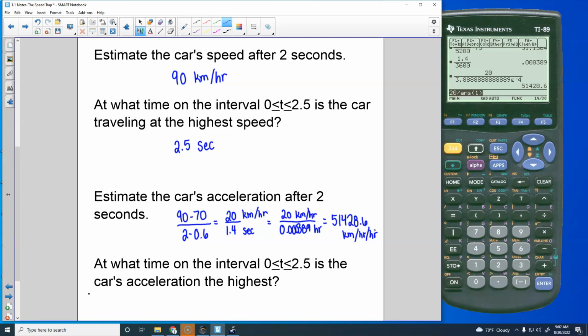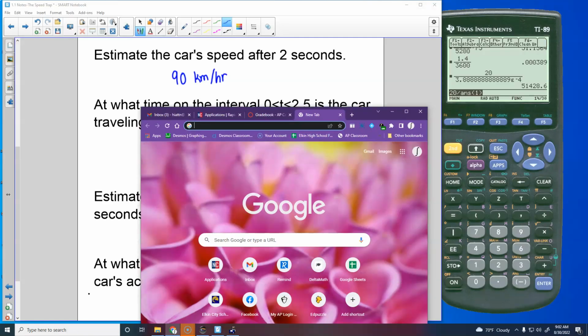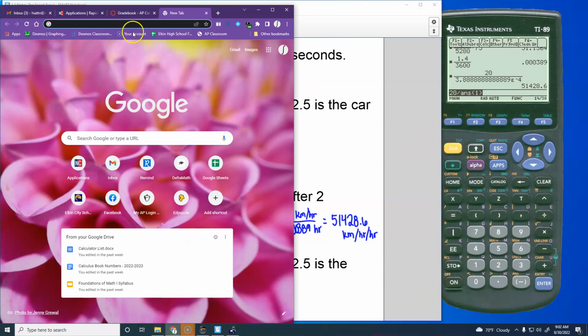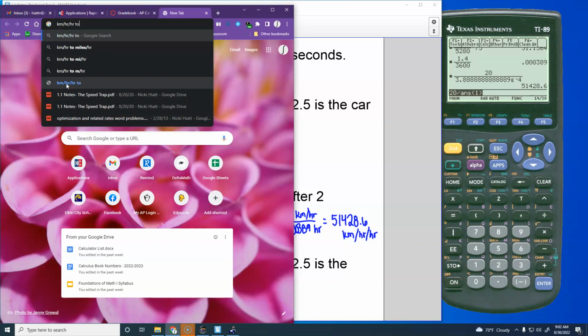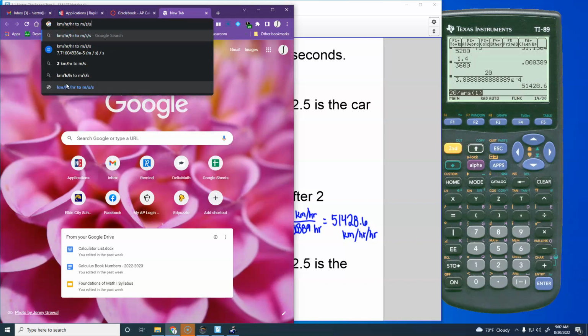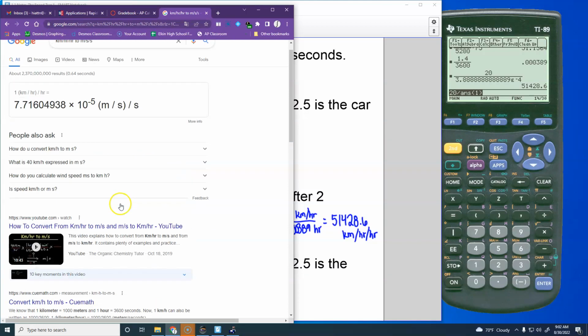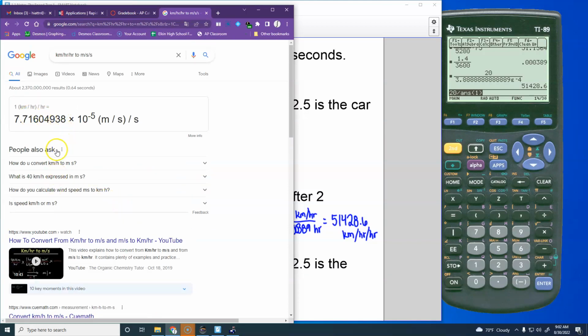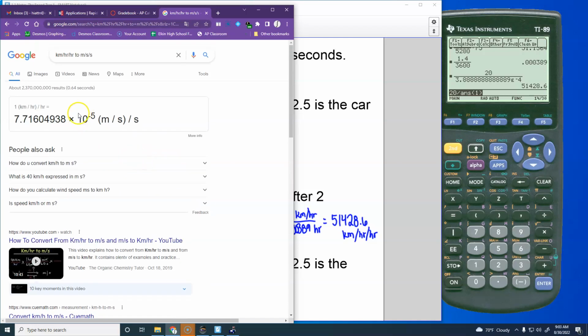Now, I really need to convert that to meters per second, which is not easy. Wonder if Google will do it for me. I bet it will. It usually will. Let's see. Kilometers per hour equals this many meters per second per second. I was wanting a type-in box. It'll make me think about it.